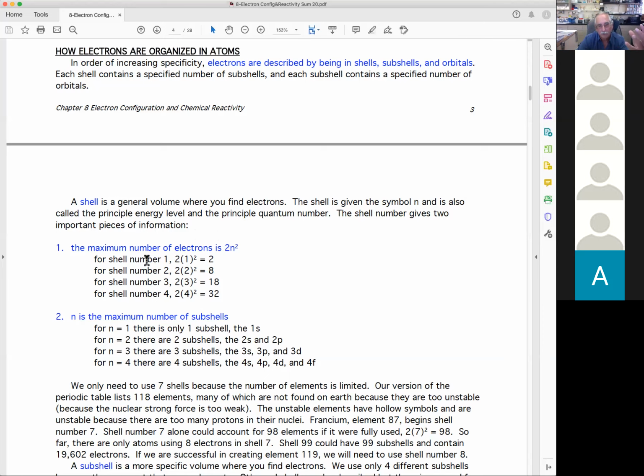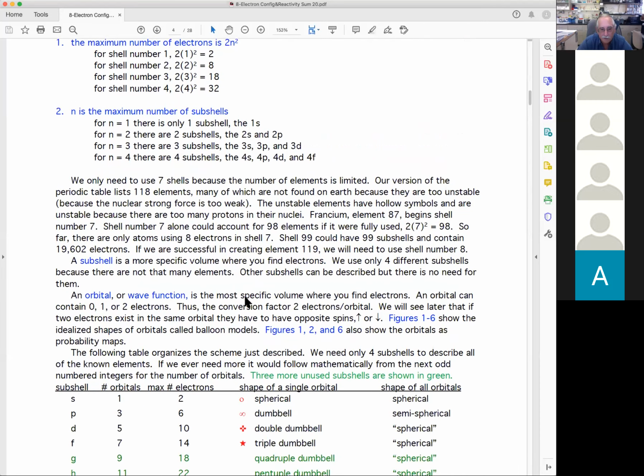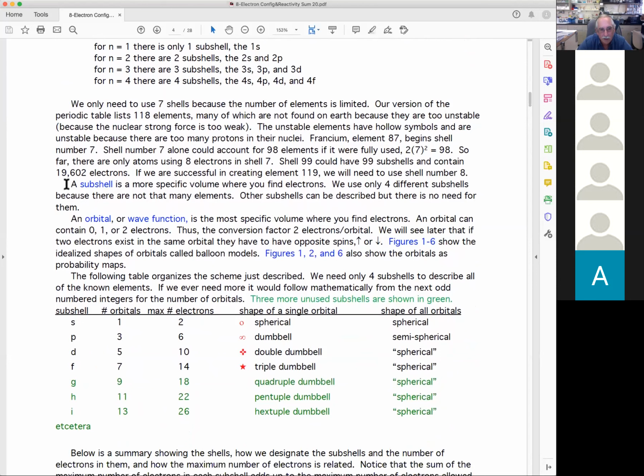But the shell number can be used to give us some information. For example, how many electrons can you get in that shell? It's given by 2n squared. And n is the maximum number of subshells. So in shell number 1, you have 1 subshell. Shell number 2, you have 2 subshells. It's very simple. What is a subshell? A subshell is a more specific volume where you find electrons. And we only need 4 different subshells to cover all the elements on the periodic table.